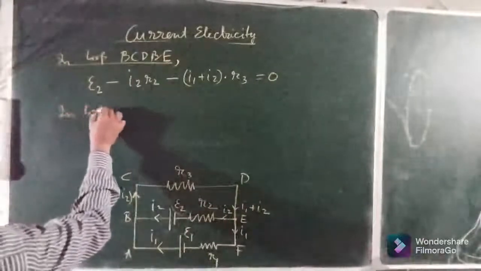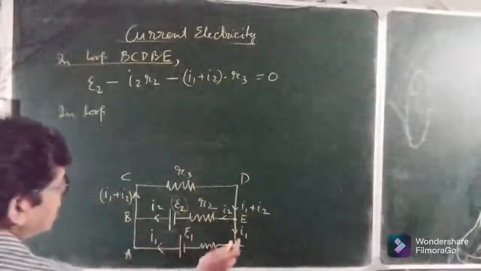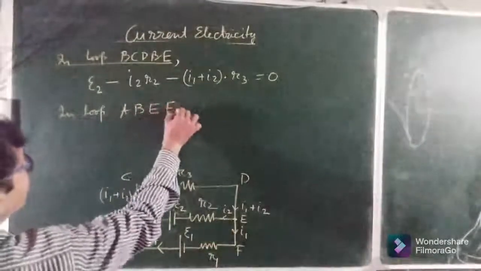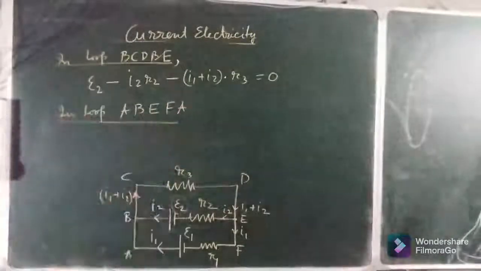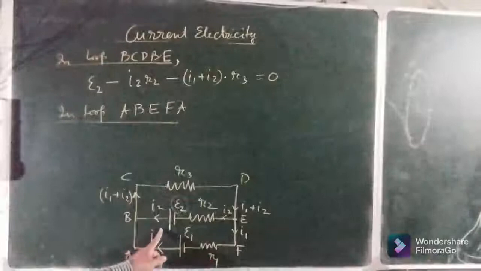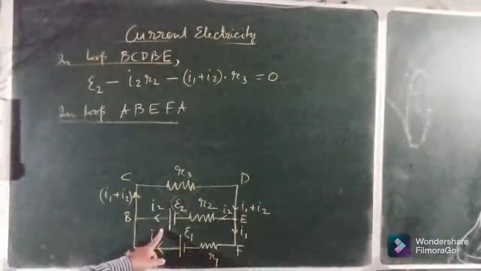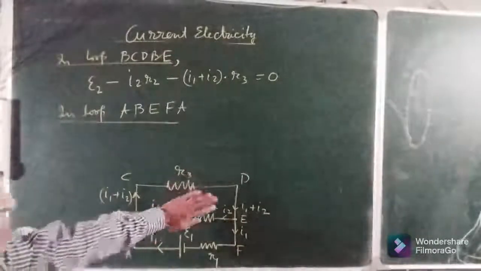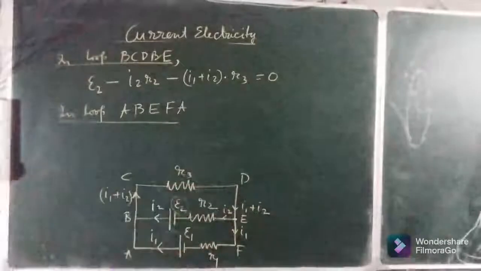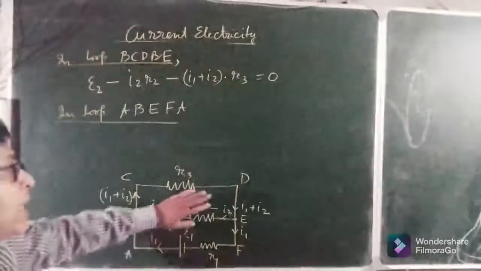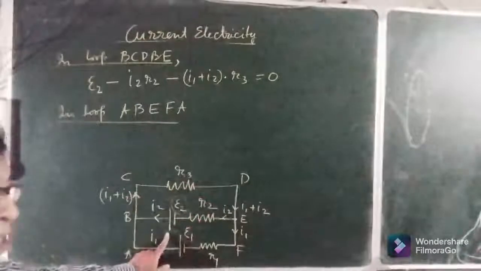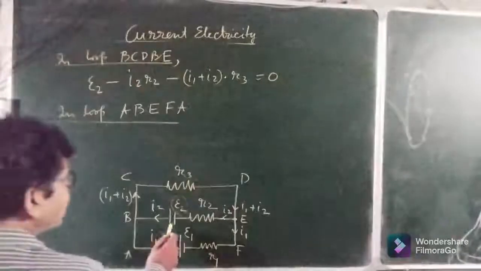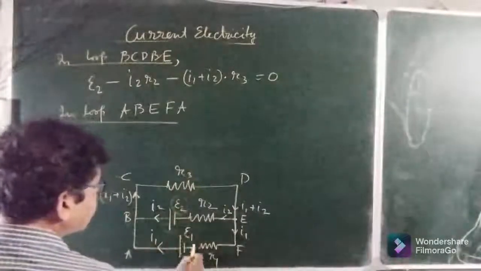Now in loop A, B, E, F, A. While you are considering one loop, you have to ignore the other loop as if it is not present there. Just do not consider it. Taking this loop, now there is a problem. What is that? There are two EMFs.